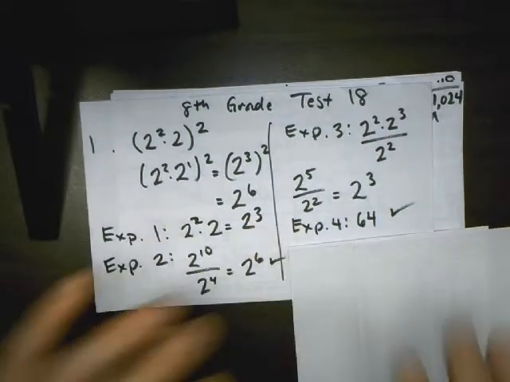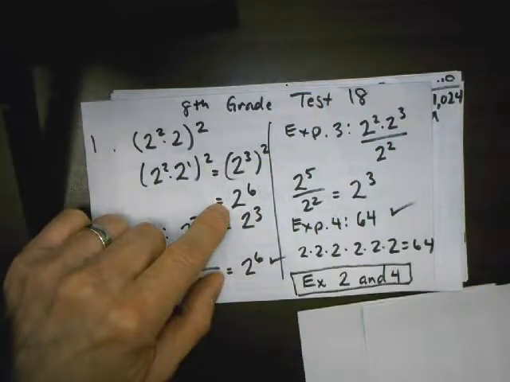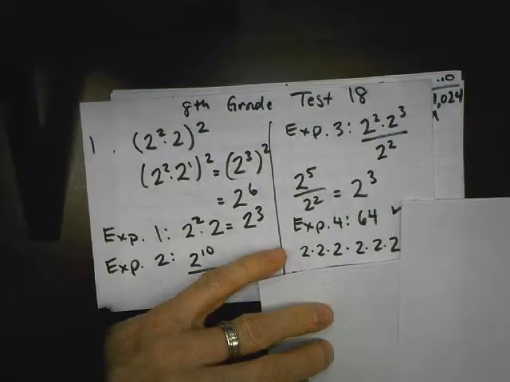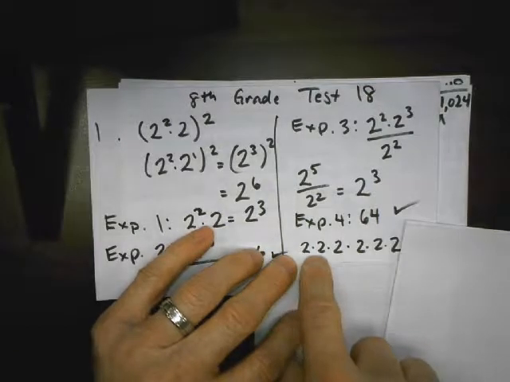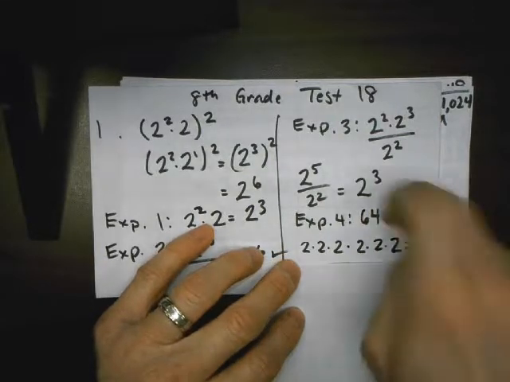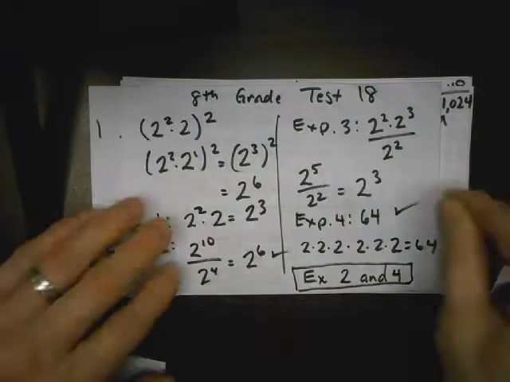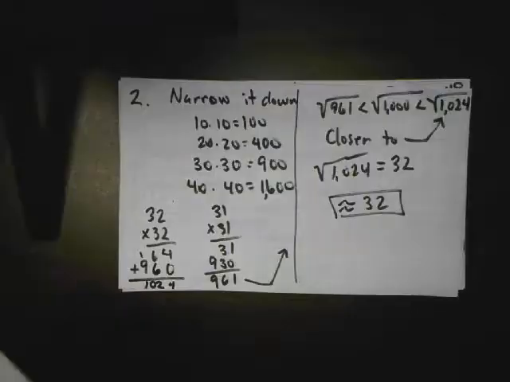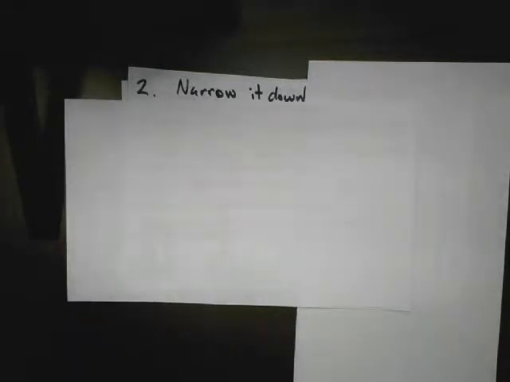And expression 4 is 64. So I have to go back to the original problem where it's 2 to the 6. 2 to the 6 means 2 times itself, 6 times. And we memorized in class that 3 2s, 2 times 2 times 2, is 8. So I basically have 8 times 8, which is 64, which means that expressions 2 and 4 are the same as the expression given. So what we do is we simplify all those first and see which ones are the same.